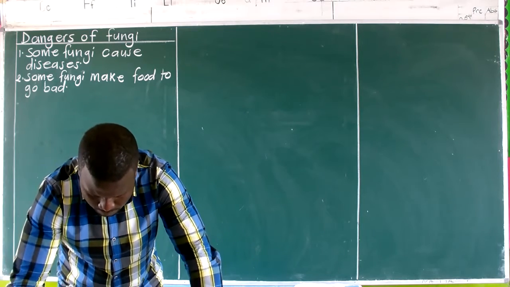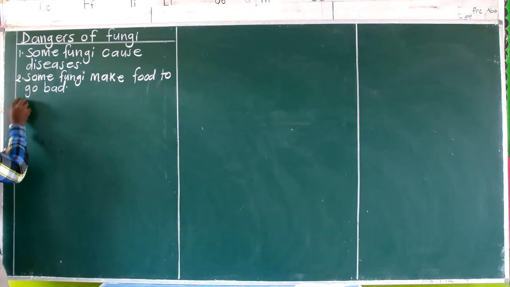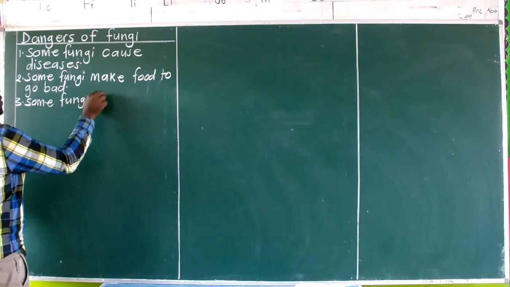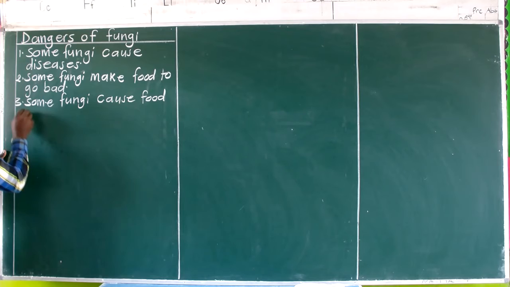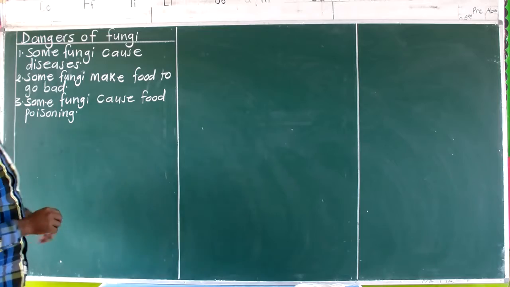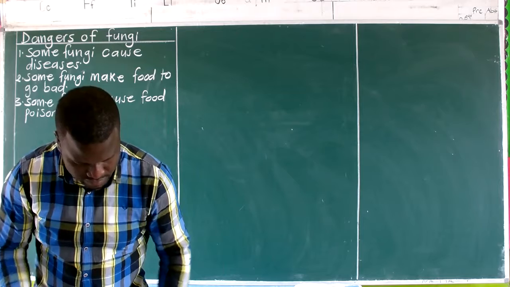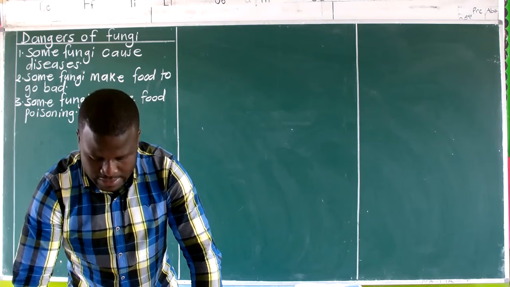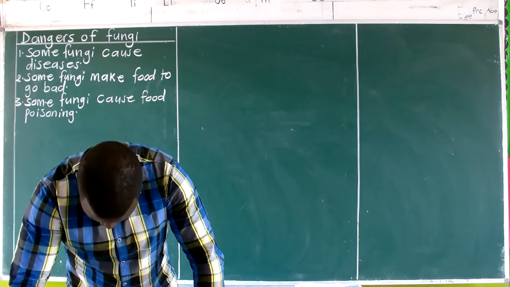Then, some fungi cause food poisoning. Some fungi may cause food poisoning. Now, food poisoning is a disease caused as a result of eating contaminated food.